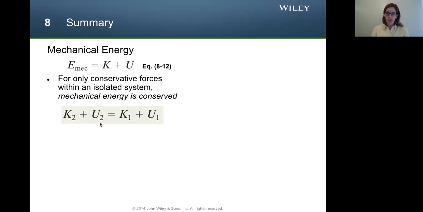That means that at some instant in time, point 2, that sum of mechanical energy will have to equal the same at some other instant in time, point 1. A lot of times we're going from all potential to all kinetic, but sometimes we have a combination of some potential, some kinetic to all kinetic, or somewhere in between. All of those will work.